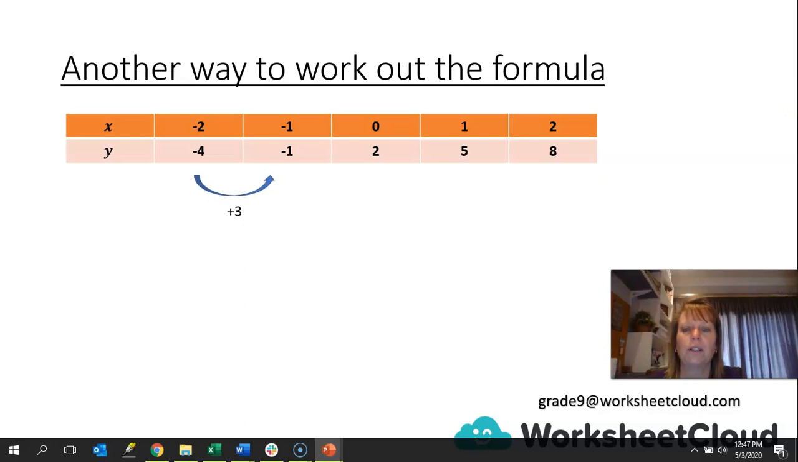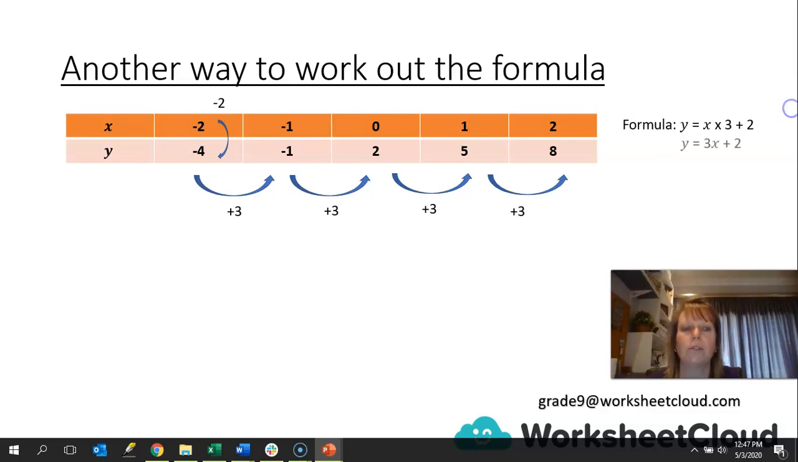As we looked at in the last lesson, you add 3 from one y value to the next y value, and you add 3 again, and again, and again. So that told us that it was 3 times x, which was 3x. Then, because the x values were in sequence, we looked at the difference between the x and the y, and we came up with minus 2, and then we added the difference. We got y is equal to x times 3 plus 2, which is y is equal to 3x plus 2.